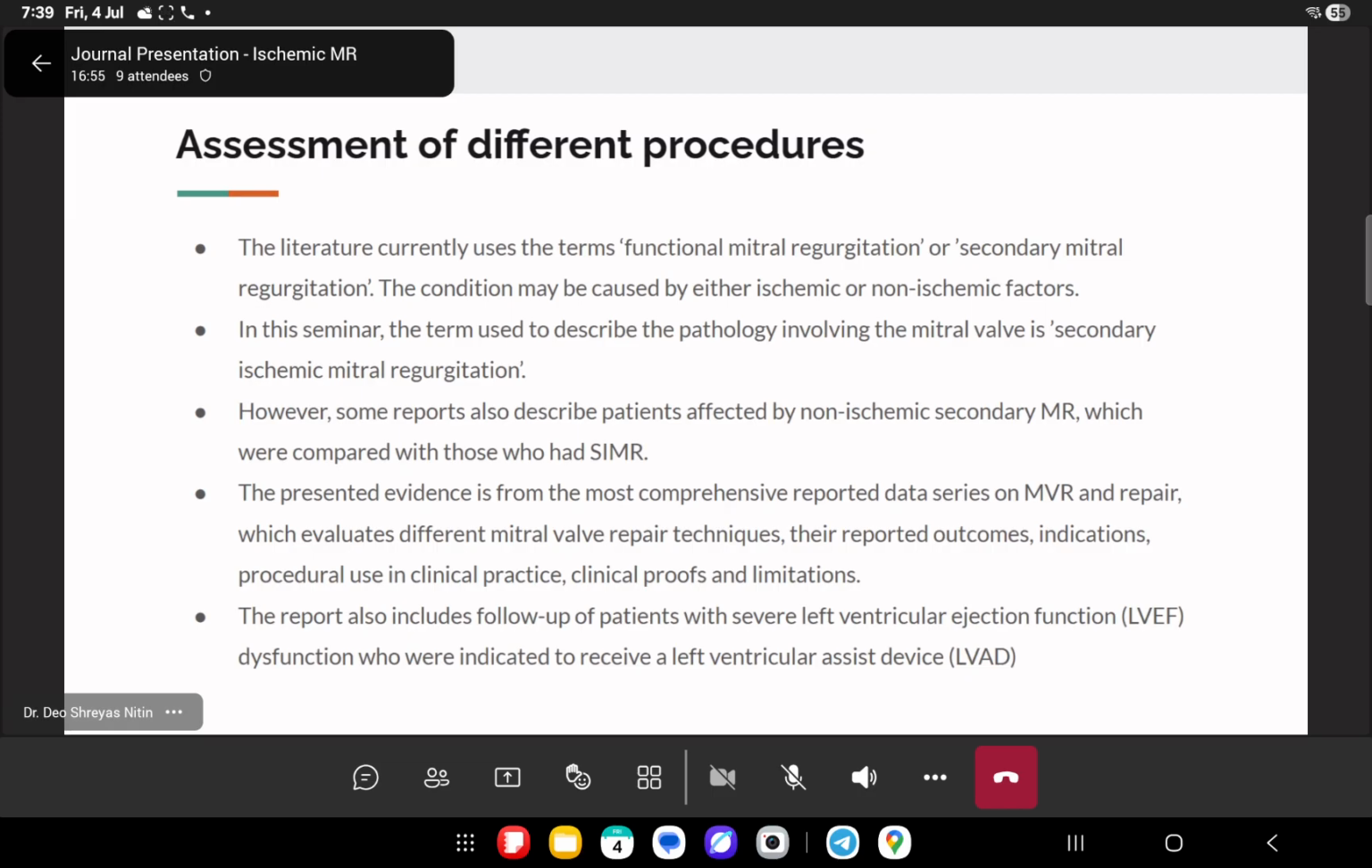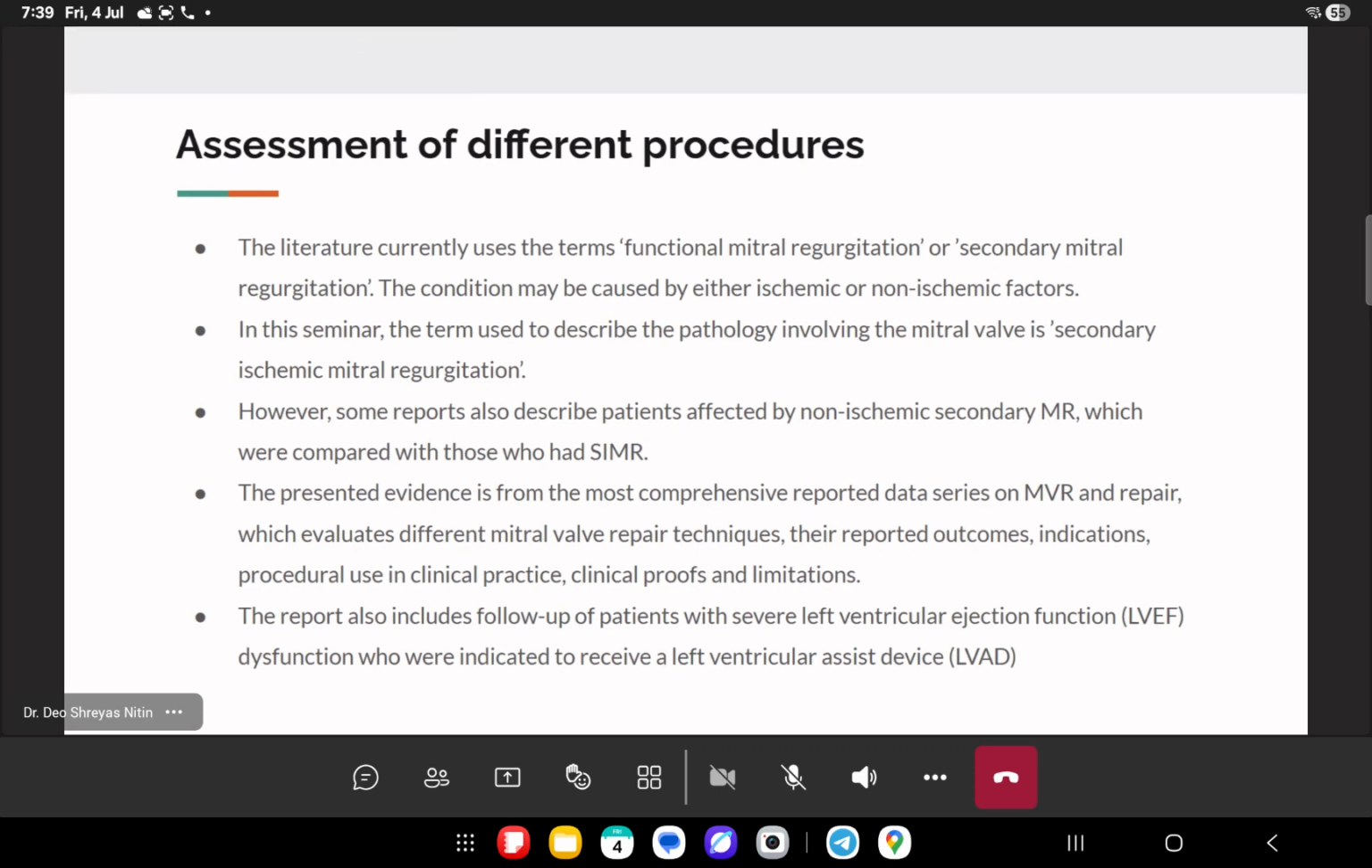However, some reports also describe patients affected by non-ischemic secondary mitral regurgitation, which were compared with those who had secondary ischemic mitral regurgitation. The presented evidence is from the most comprehensive reported data series on MVR and mitral repair, which evaluates different mitral repair techniques, their reported outcomes, indications, procedural use in clinical practice, clinical proofs, and limitations. The report also includes follow-up of patients with severe left ventricular dysfunction who were indicated to receive a left ventricular assist device.